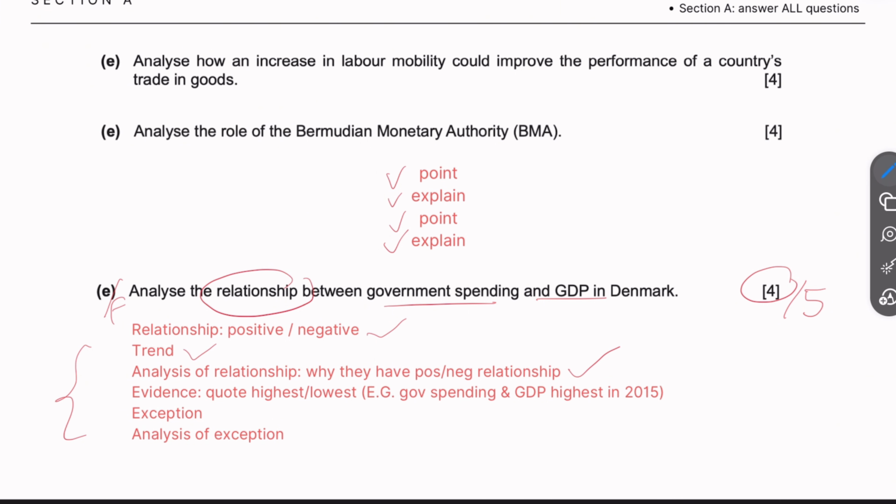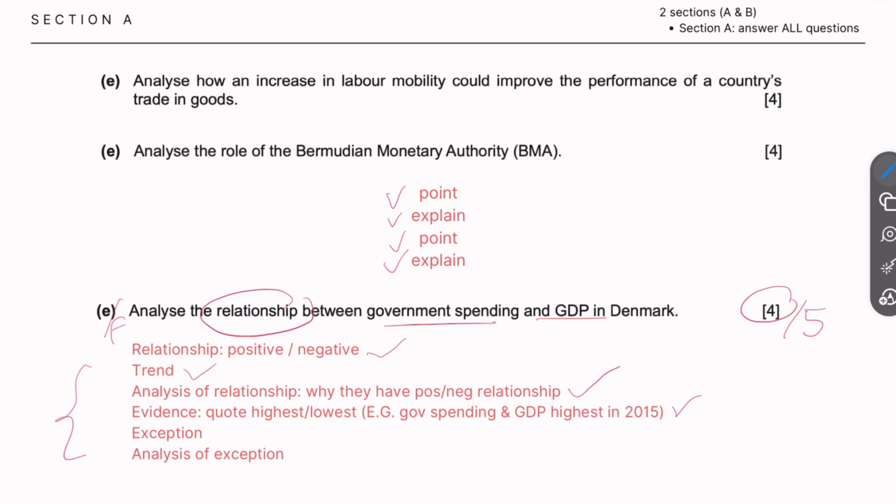No one's stopping you. After that, you should give an exception of something that does not fit the trend, and if possible, try to explain why it doesn't fit. Following this format will likely give you more than 4 marks already, so it should be quite easy to get the 4 marks.